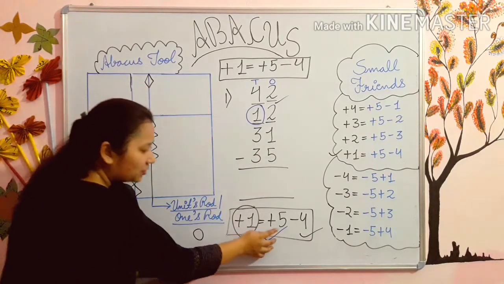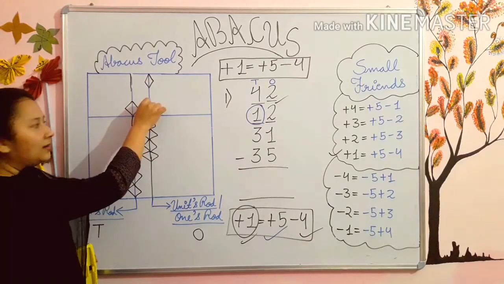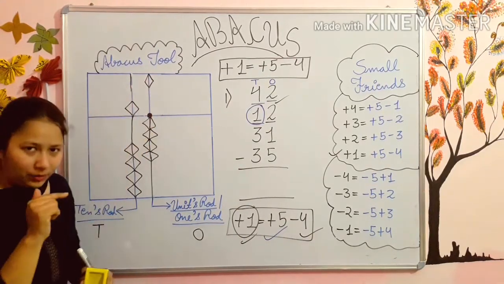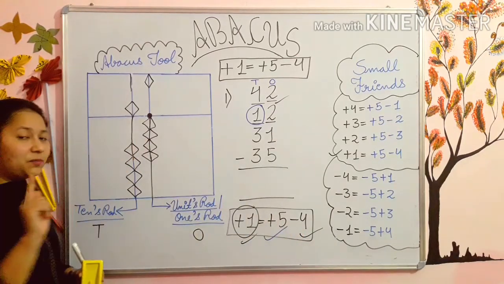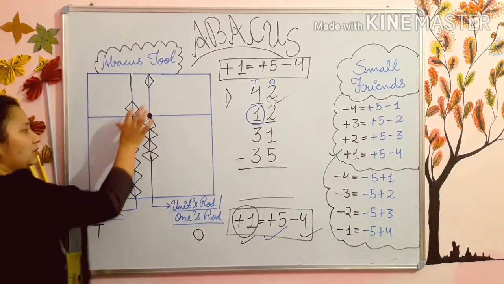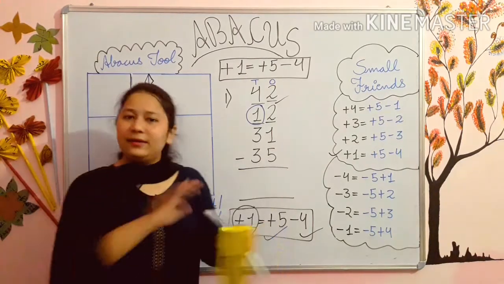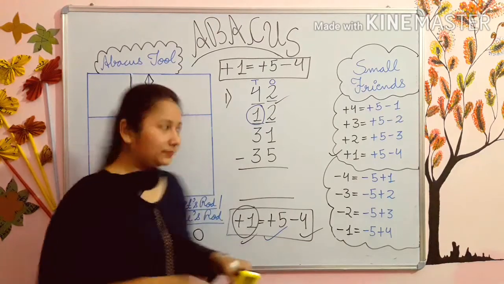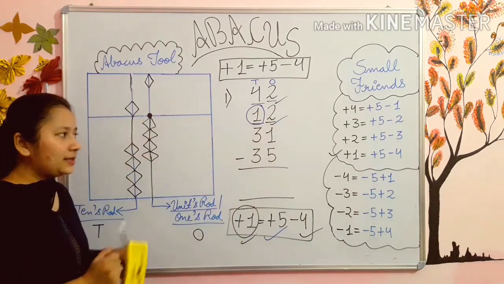So students, first of all you have added 5. See, 5 you have put down. Then you have done minus 4. Minus 4 means minus means put the beads down. So 4 beads you have put down and your 1 is added. Nothing you have to do now. Now this is finished. Now next what do you have to do?